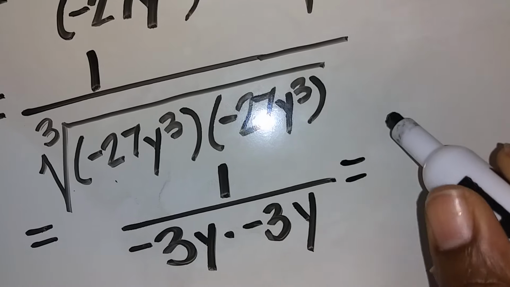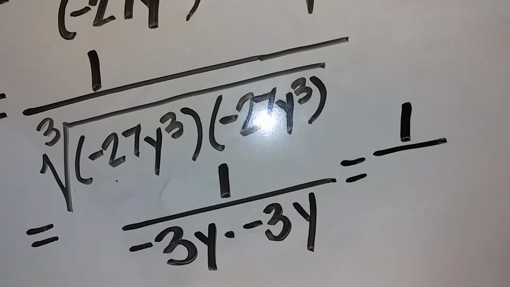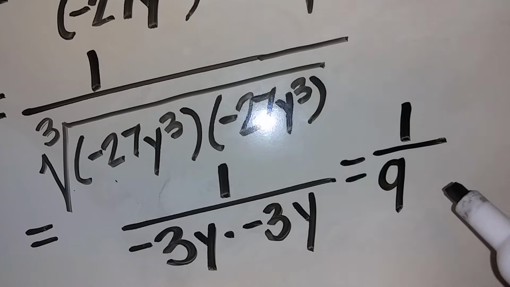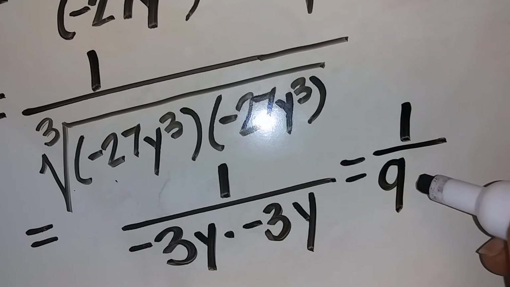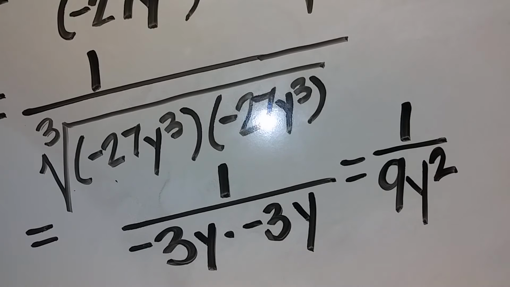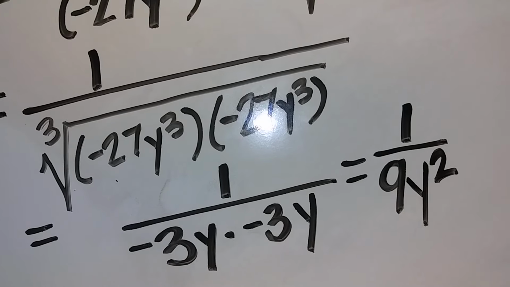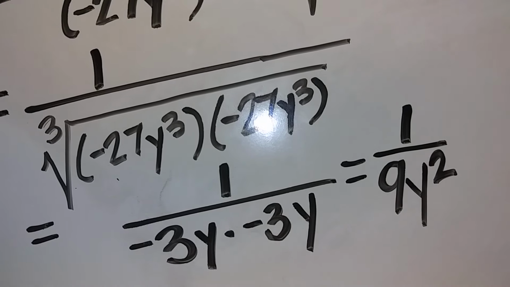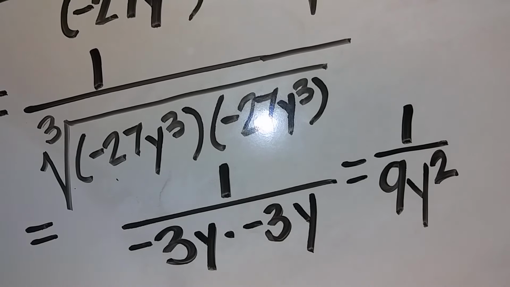So my answer is 1 over negative 3 times negative 3, which is positive 9. Count the y's, because when you multiply, you add the exponents. Y to the second power. So my answer is 1 over 9y squared.